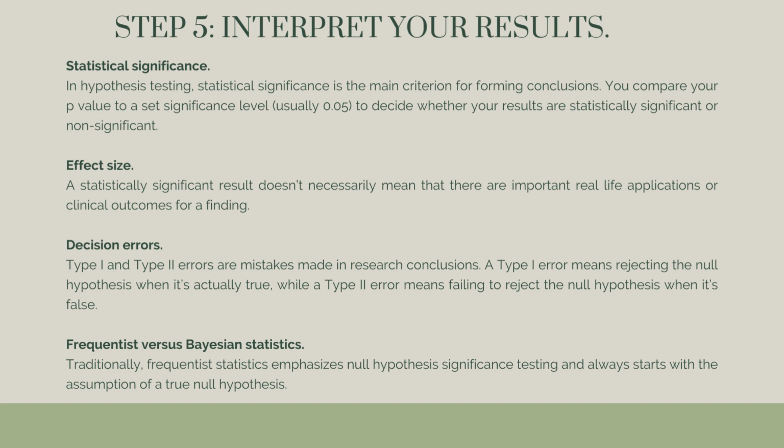Frequentist versus Bayesian statistics. Traditionally, frequentist statistics emphasizes null hypothesis significance testing and always starts with the assumption of a true null hypothesis. However, Bayesian statistics has grown in popularity as an alternative approach in the last few decades. In this approach, you use previous research to continually update your hypotheses based on your expectations and observations. Bayes factor compares the relative strength of evidence for the null versus the alternative hypothesis rather than making a conclusion about rejecting the null hypothesis or not.